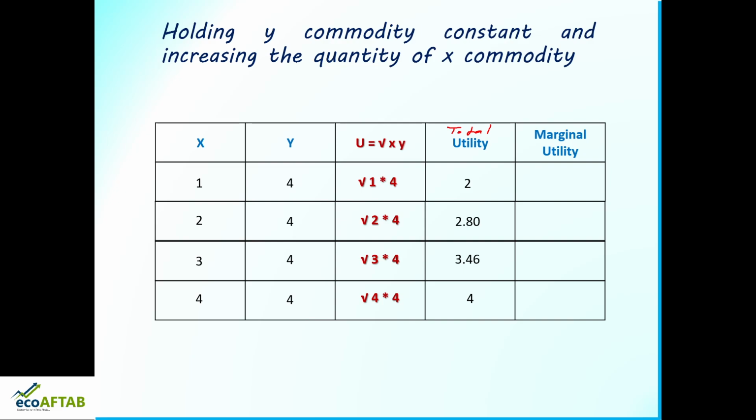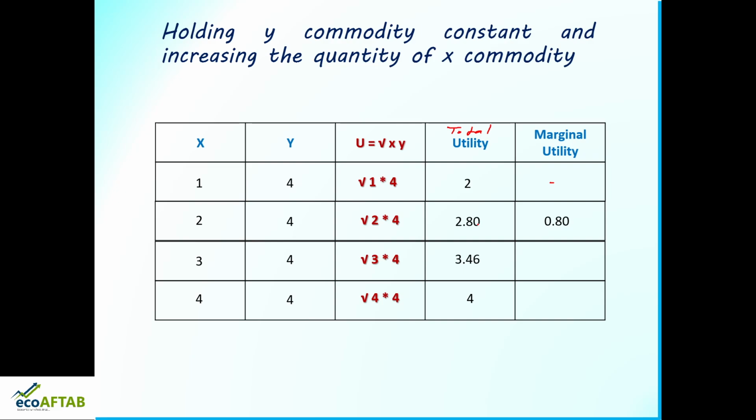But what is happening to the marginal utility, or you can say what is happening to the change in utility? Earlier it was 2, but now it has increased from 2 to 2.80. So what is the change in utility? It is 0.80. So one more unit, if you increase from 2 to 3, how much has the utility changed?